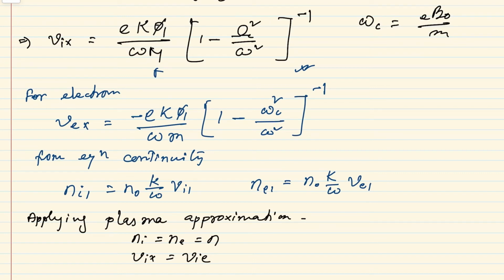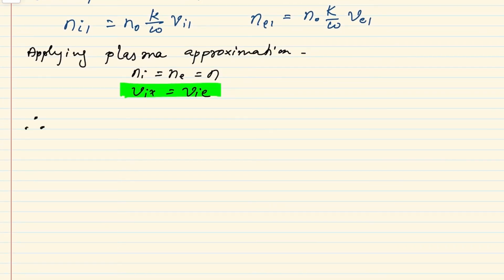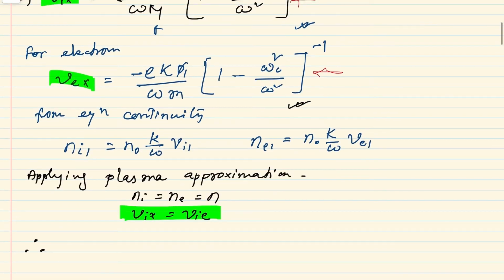Okay, so if you take the quasi-neutral case, then you have to assume that they are moving with the same velocity, electrons and ions. So if you apply this condition, then this Vix must be equal to Vex. Then if these two are equal, we can say the right-hand parts of these two equations are also equal.